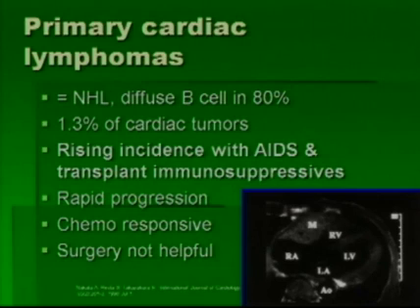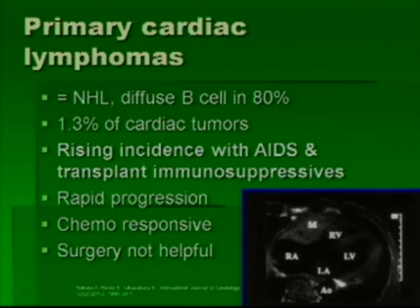Most of them are non-Hodgkin's cell lymphomas. They can be diffuse B-cell type, about 80%. 1.3% of all cardiac tumors can be cardiac lymphomas. Rising incidence is happening recently with AIDS and, of course, transplant immunosuppressives. They're still quite rare, however.